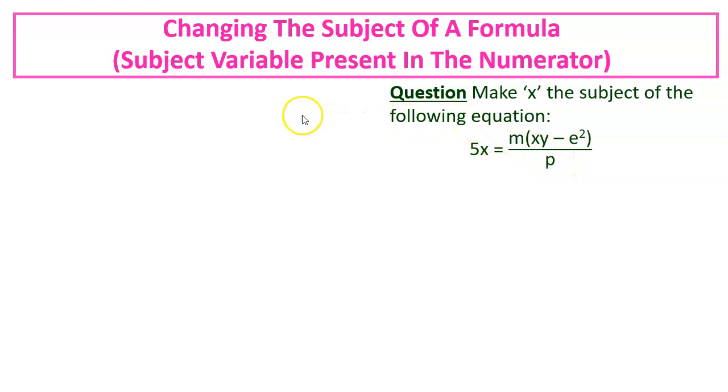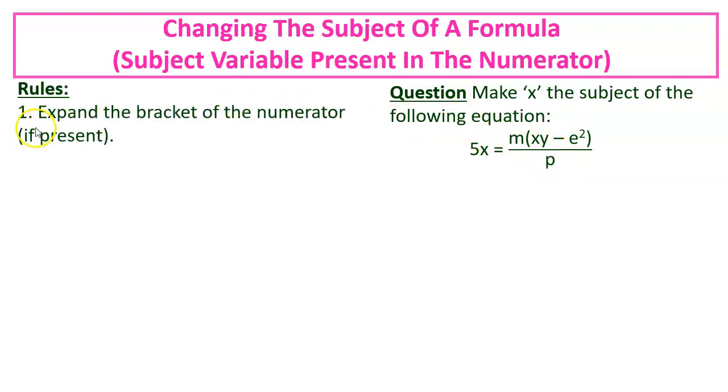So let us move to the rules part. Rule number 1 says expand the bracket of the numerator if present. Over here we are seeing there is a parenthesis, a bracket, present in the numerator. It could have been a single term, simply mxy over p. In that case, there wouldn't have been a bracket. So if there is a bracket, expand the bracket of the numerator. Okay. So we expand this bracket.